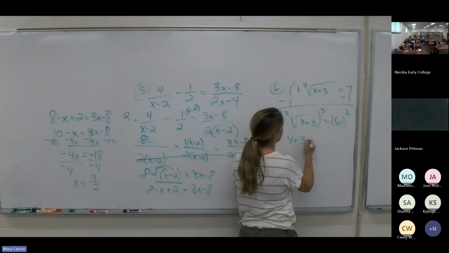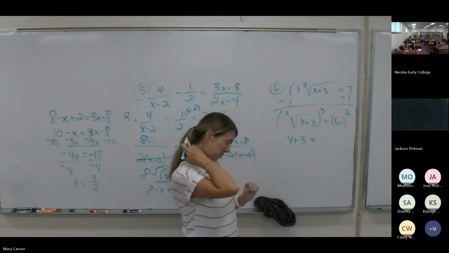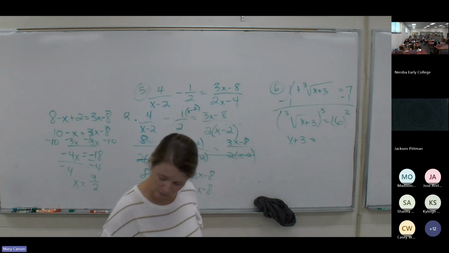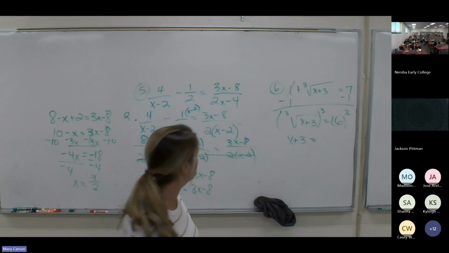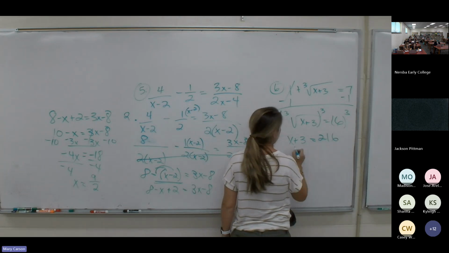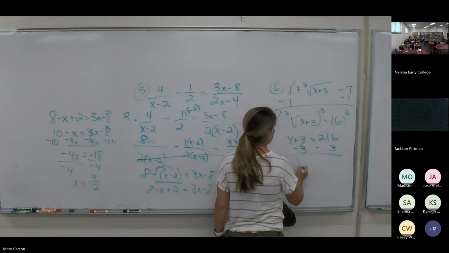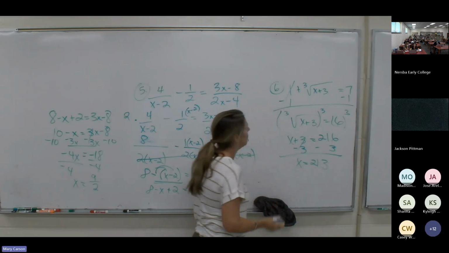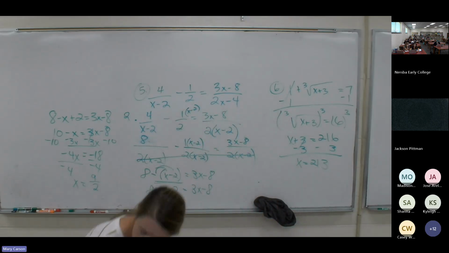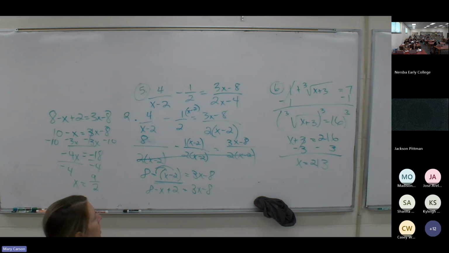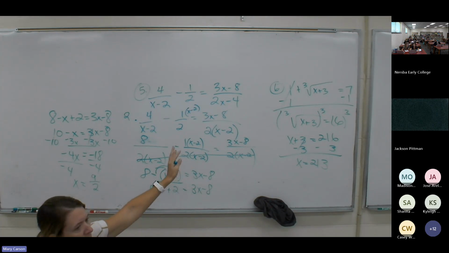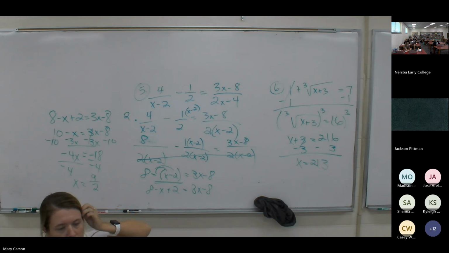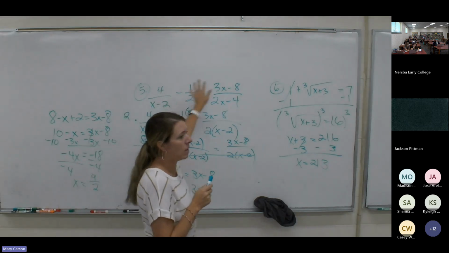This becomes x plus 3, and that becomes, what is that? 36 times 6? 216. All right, and we move the 3. We get x equals 213. And if you check it, you put the 213 up there with the x, that would be the cube root of 216, which is 6. 6 plus 1 is 7, so that works. Questions? And these two, we just did rational, right?